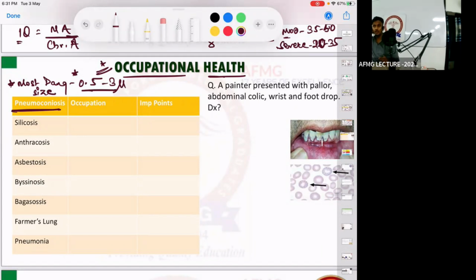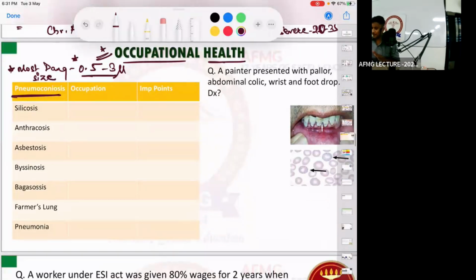Pneumoconiosis, which type of hypersensitivity? Type 4 hypersensitivity, because it is an example of hypersensitivity pneumonitis. Then, some pneumoconiosis and associated occupations and important points. The most common pneumoconiosis causing death is silicosis.